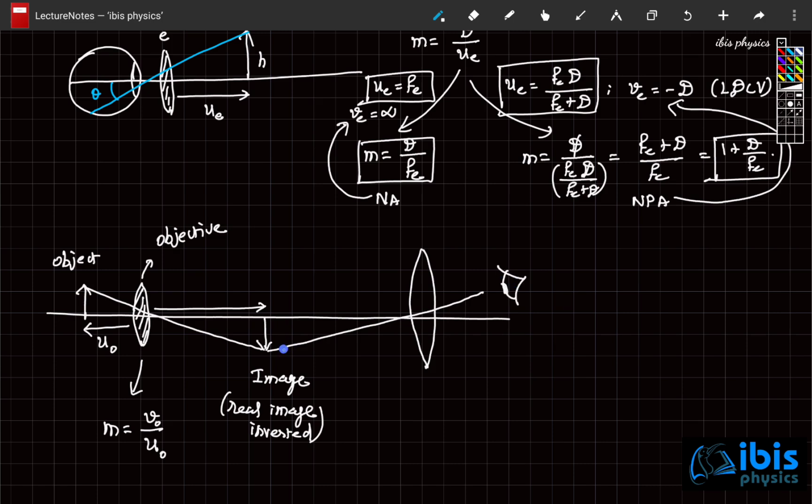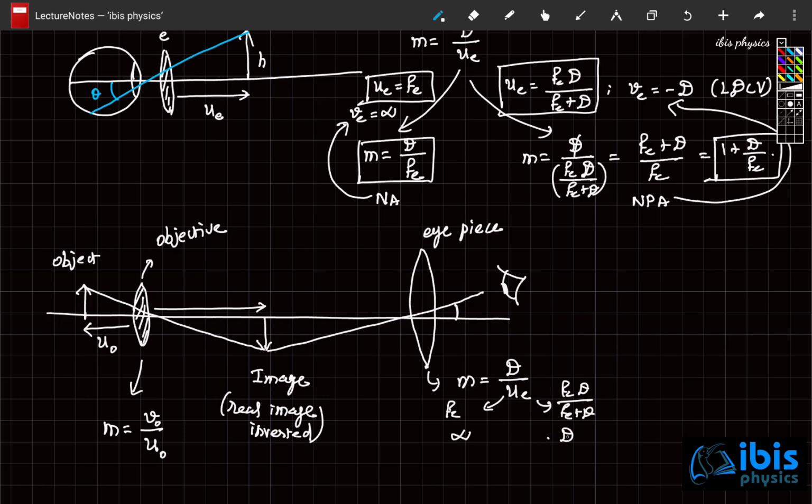Now for the final image, this angle formed, there are two possibilities which we already discussed. The magnification is to be produced by the lens close to the eye, which we call the eyepiece. There is a range of magnifications we discussed. The magnification produced by the eyepiece is d by ue. This ue could be Fe, so that the final image is formed at infinity. Or ue could be Fe into d divided by Fe plus d, so that the final image is formed at the near point.